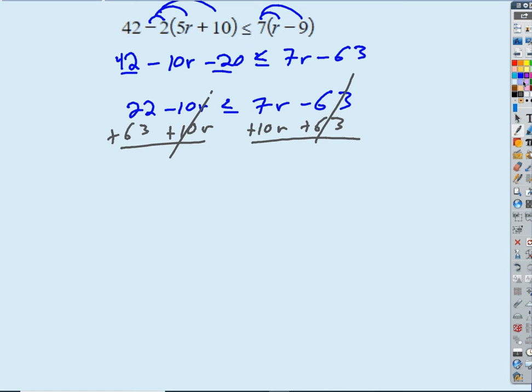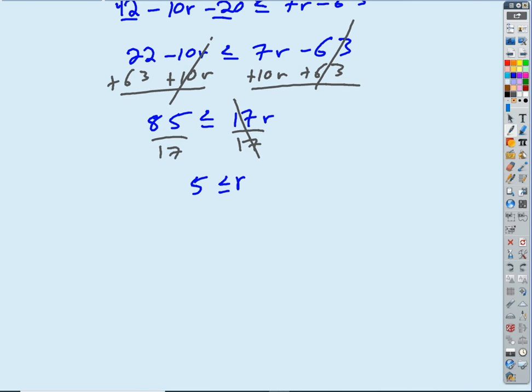And I end up with, on the left, 85, less than or equal to, and on the right I've got 17r, right? Last step. Divide by 17, good. So what's that give me then? If I divide by 17, I get r on the right and I get 5 on the left. Instead of saying 5 is less than or equal to r, how should I probably say that answer? R is greater than or equal to 5. That is answer 1 in Moodle.